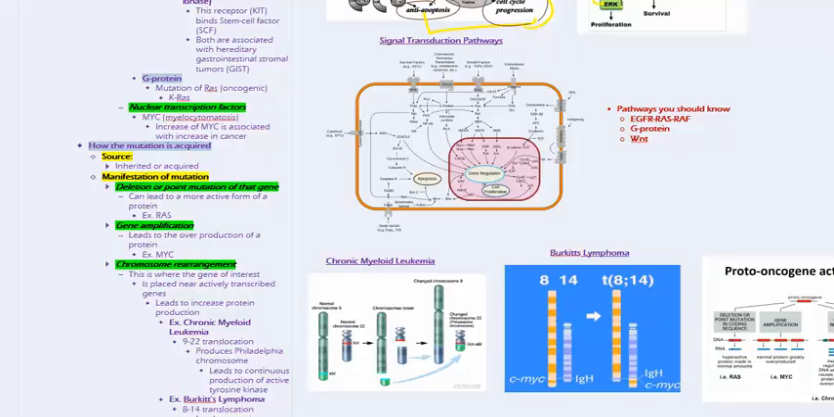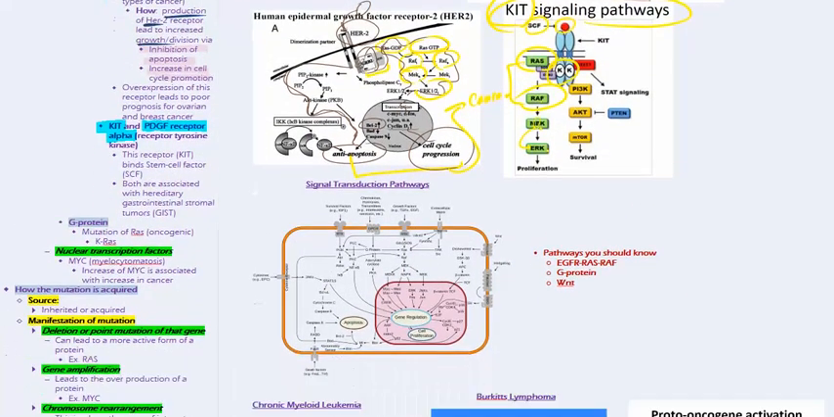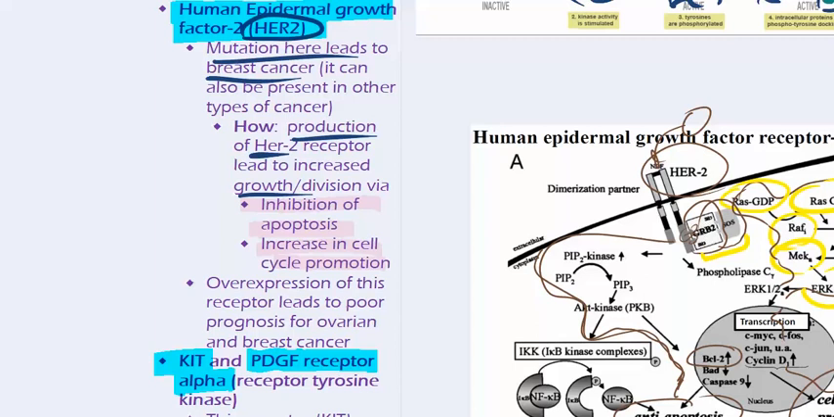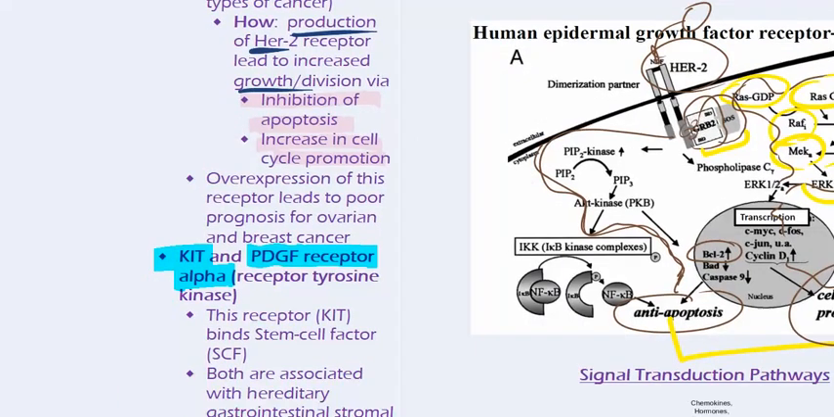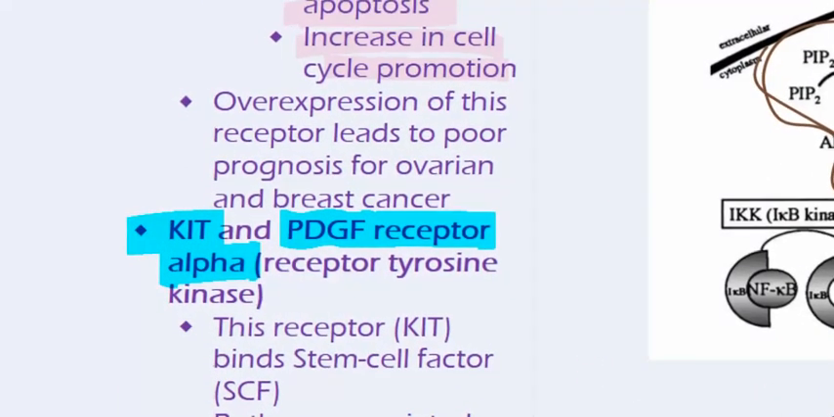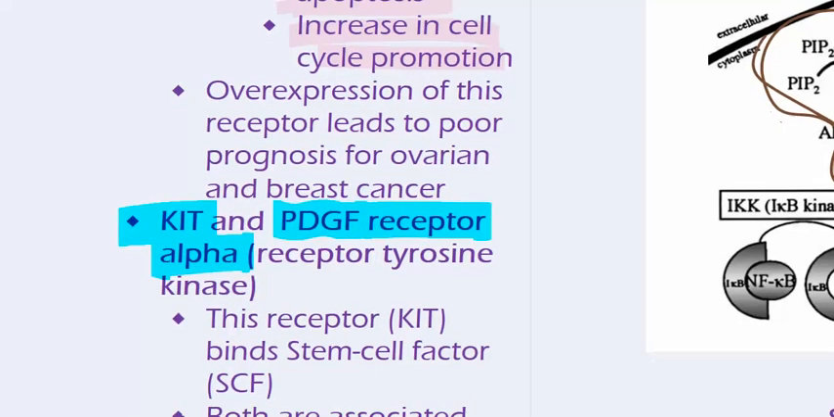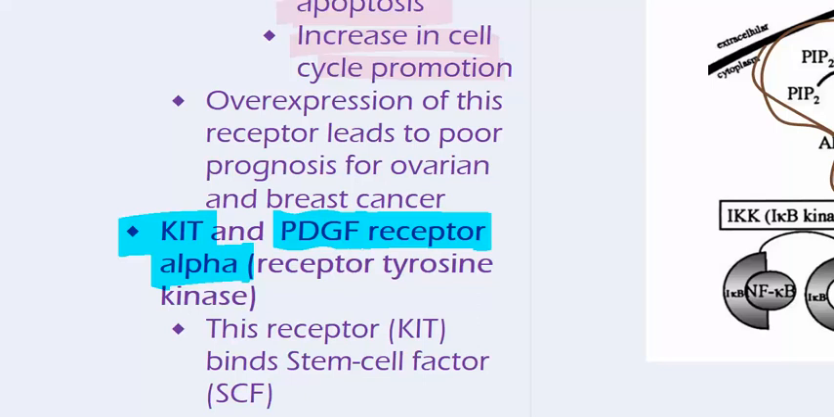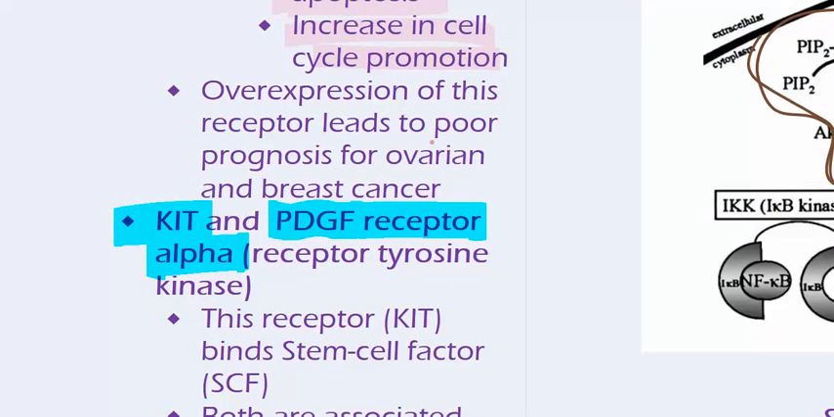Okay, so where were we? So we talked about HER2. HER2 is commonly going to be mutated where? Breast cancer, right? You can also see it in other cancers. If you have overproduction of your HER2, it's a poor prognosis for ovarian and breast cancer.